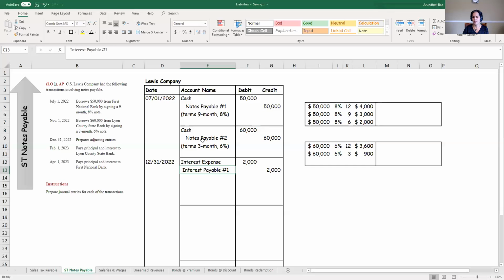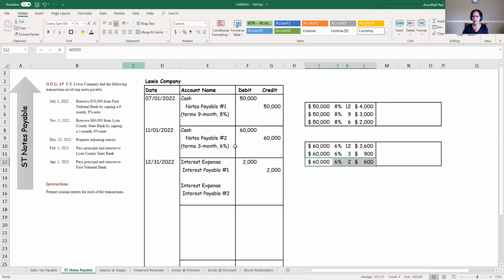Now I do the exact same thing for my second note, note number 2. I'm going to do the same type of calculation. Okay, $60,000, if I borrowed it for the full 12 months, was $3,600. For 3 months, it was $900, basically $300 a month. How many months did I have it for? I didn't put the date here, I'm sorry. November 1st, 2022. November 1st through December 31st is 2 full months. So I need to do the accrual only for 2 months. So it's $600. This journal entry is going to be for $600 for 2 months.